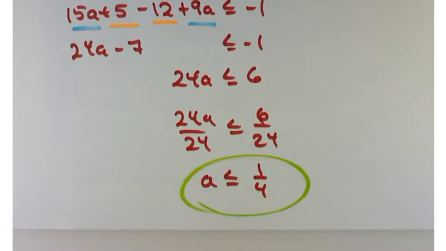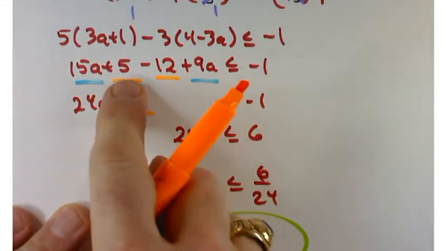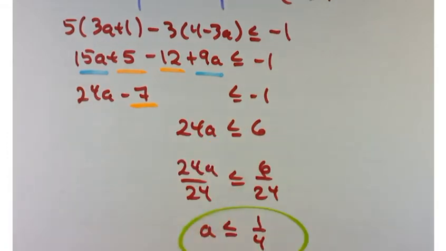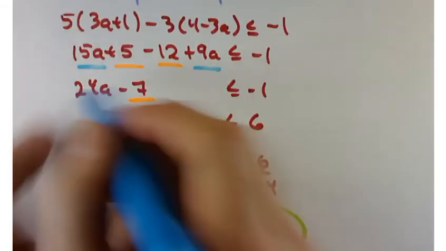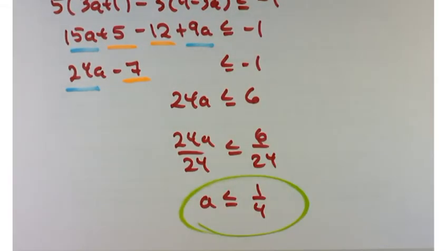Say again? Oh, the minus 7 comes from combining the like terms here. 5 minus 12 is negative 7. And the 24, likewise, comes from these two terms. Just combining the like terms there. It's all right. I appreciate the questions. Definitely help out. Okay.